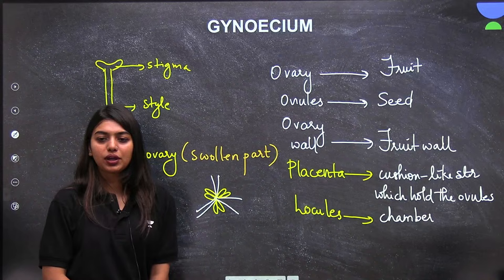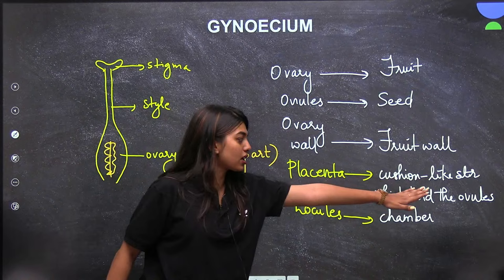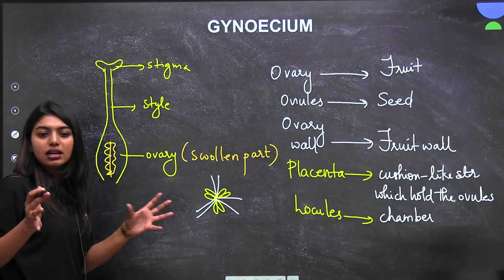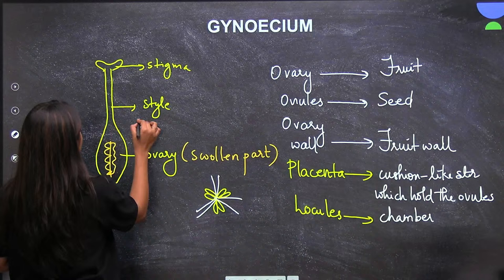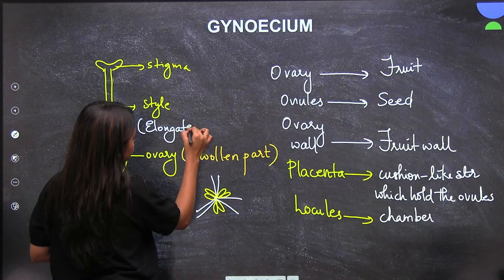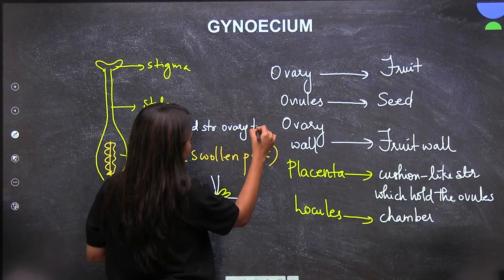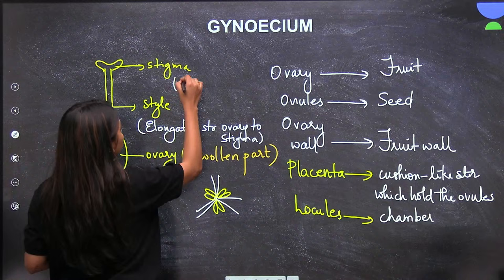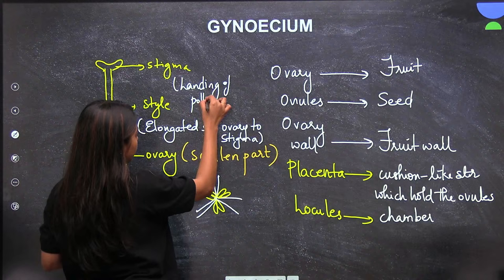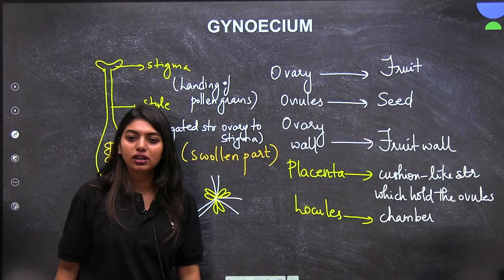Here we have locules, which are chambers. Placenta, a cushion-like structure which will hold the ovules, and the septum makes the separation between locules. Then we have style. What is style? An elongated structure which connects the ovary to the stigma. Clear? Then stigma: what is stigma? It helps in the landing of your pollen grains. Clear to all of you?